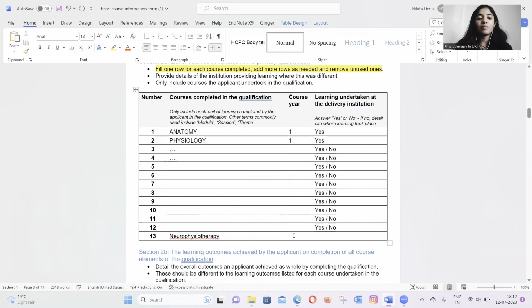Again, I did this in maybe year 4. And again, was the learning undertaken at the institution? And I will say yes. So this is how you can potentially add extra rows and columns to this particular table, just so that you can write all of the information. What I would recommend is obviously going in year wise. So always complete year 1, followed by year 2, followed by year 3, and finally coming down to year 4.